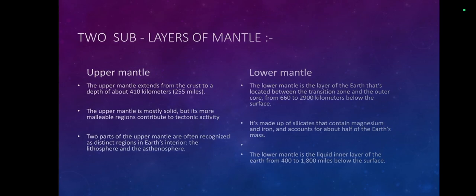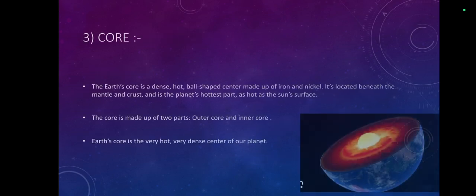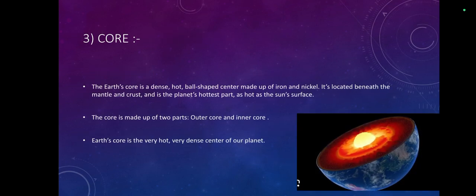The third and the last layer of the Earth's interior is the core. The Earth's core is a dense, hot, ball-shaped center made up of iron and nickel. It's located beneath the mantle and the crust and is the planet's hottest part, as hot as the sun's surface. The core is made up of two parts, outer core and the inner core.